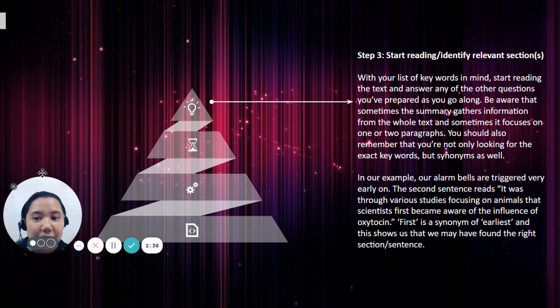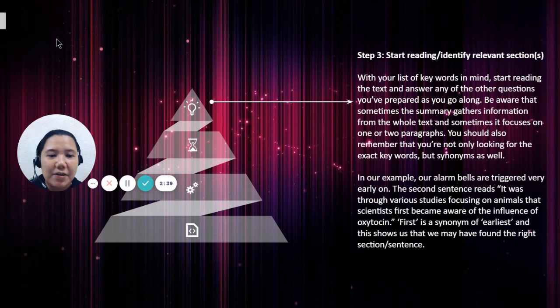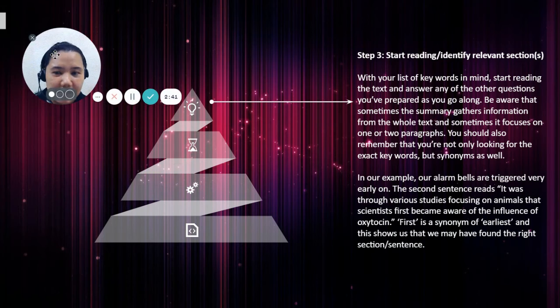From there, we start reading. You have to be able also to really identify relevant sections. So with your list of keywords in mind, start reading the text and answer any of the other questions you've prepared as you go along. Be aware that sometimes the summary gathers information from the whole text, and sometimes it focuses on one or two paragraphs. You should also remember that you're not only looking for the exact keywords, but synonyms as well. That's why synonyms are very, very important.